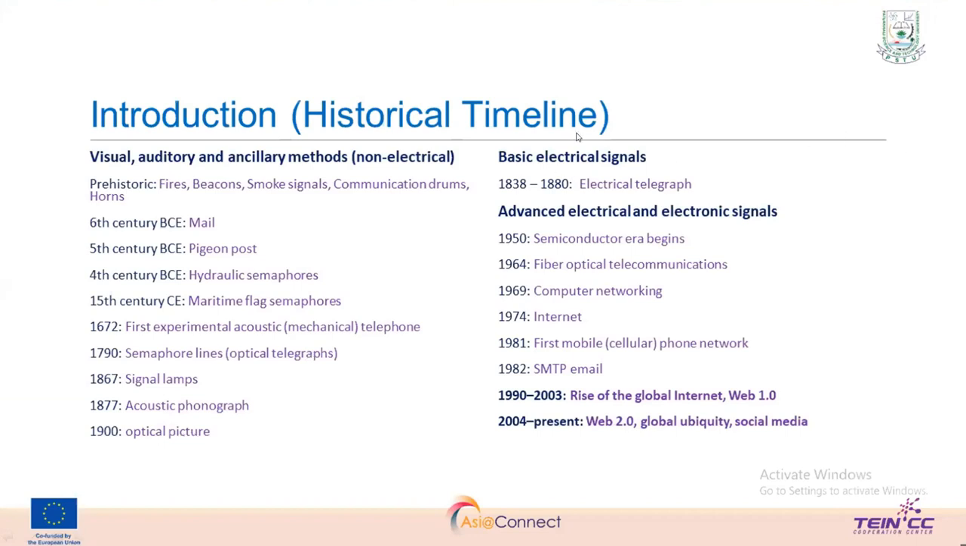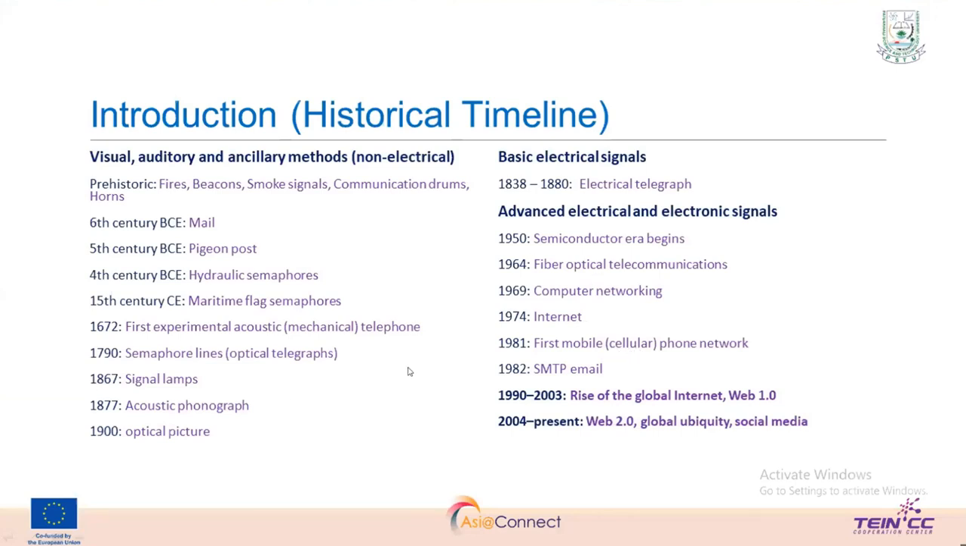But if you look at electrical signal based systems, those were the ancestors of modern communication systems. From 1832 to 1880, electrical telegraphs and advanced electrical and electronic signals were used. In 1950, the semiconductor era began. In 1964, fiber optic communications. In 1967, computer networking started. 1974, the internet was invented. In 1981, the first mobile cellular phone networks were invented.